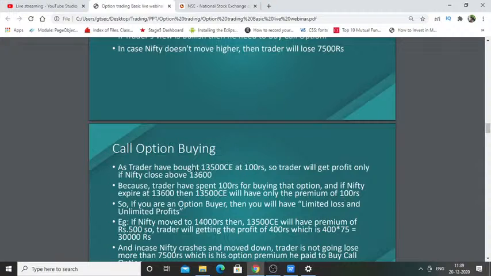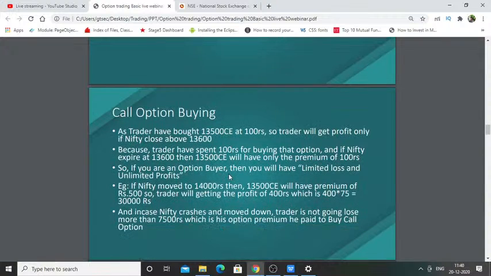So this is a very good advantage of option buying. You can multiply your amount if your trade goes right. If you're an option buyer, then you will have a limited loss and unlimited profit.